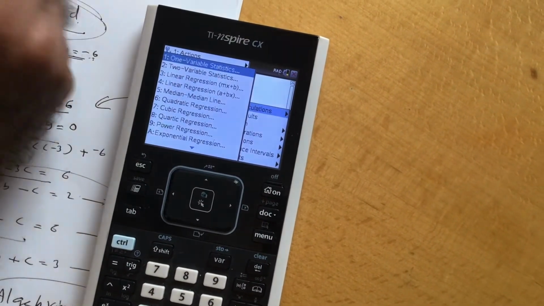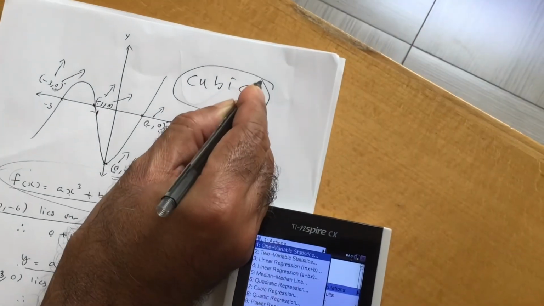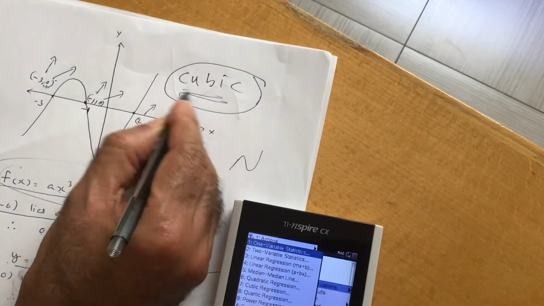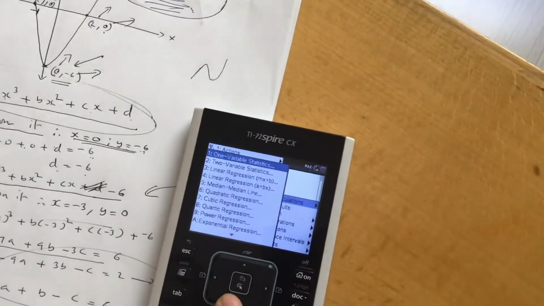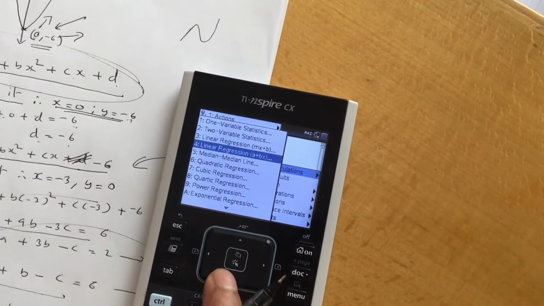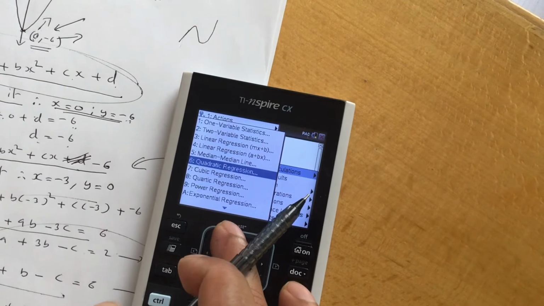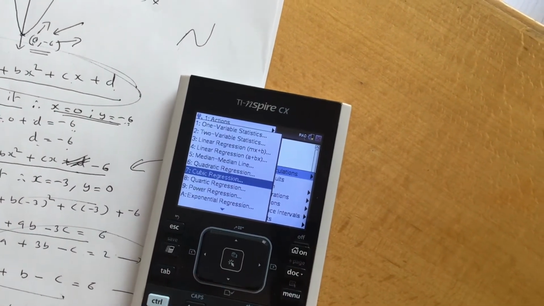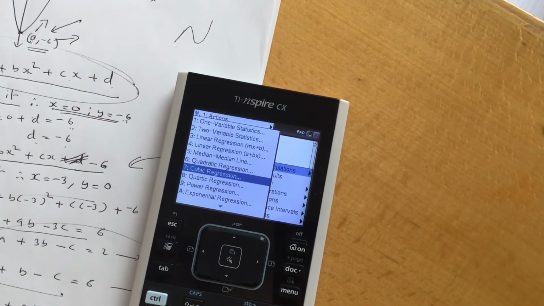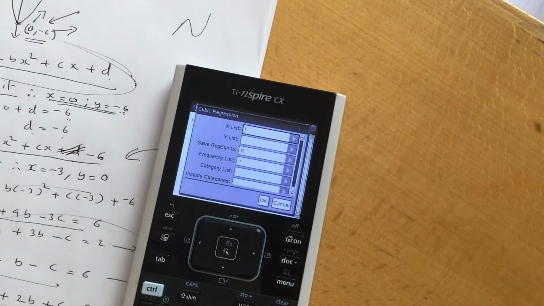Choose that. And since this is a cubic equation, not quadratic, it's what we did in class that was all quadratic. This is cubic, so I should go down to cubic regression. You see cubic regression coming up? When we did questions on quadratic, we used quadratic regression, the 6th option. But this is a cubic equation, so cubic regression, or rather just press 7.